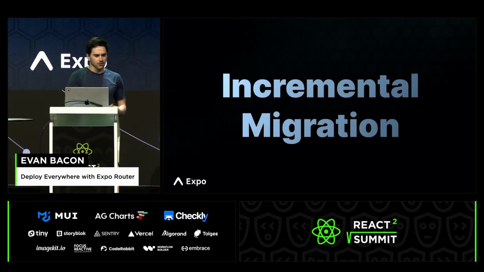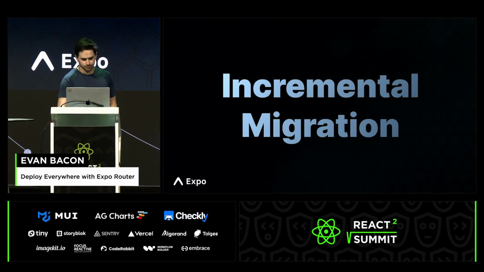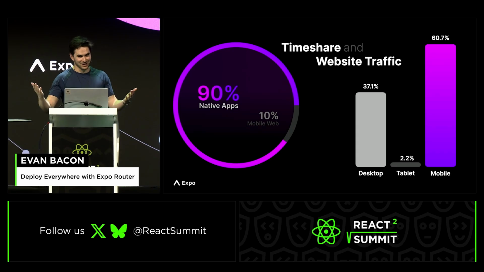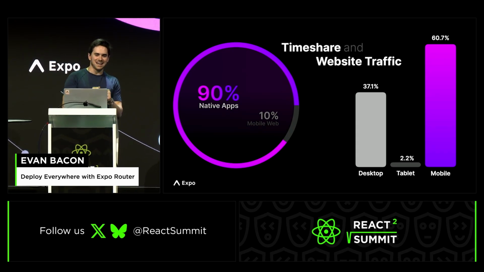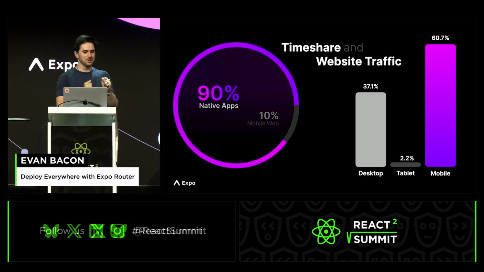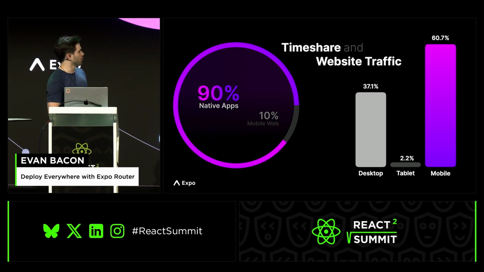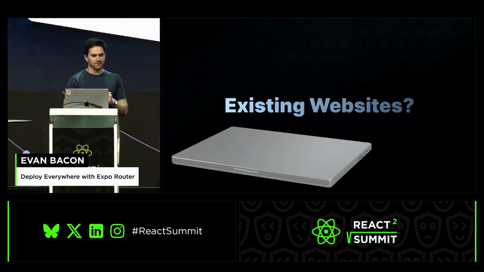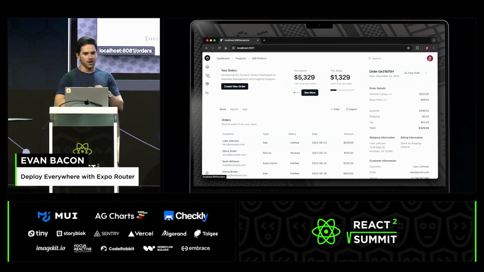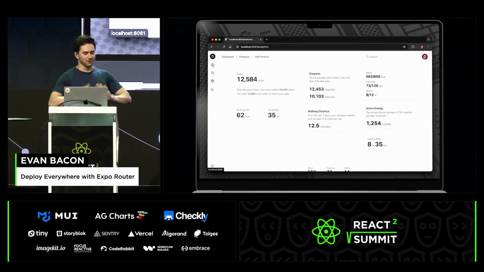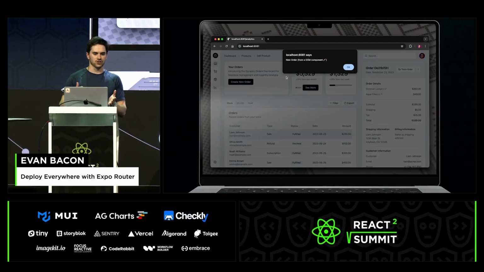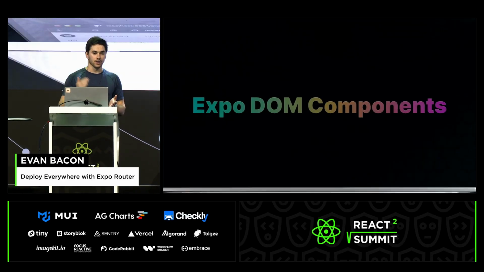So I want to talk a little bit about incremental migration. Because all this is awesome, but it's a whole new framework. We all have jobs. So the web is a fantastic way to quickly discover product market fit and prototype an idea. But today, people are spending the majority of their time in mobile apps. So many fantastic websites exist today. And if you already have a powerful, beautiful website, responsive, you've optimized it, you found some product market fit, you shouldn't have to throw it away and start from scratch to reach mobile users. And with Expo, you don't have to.